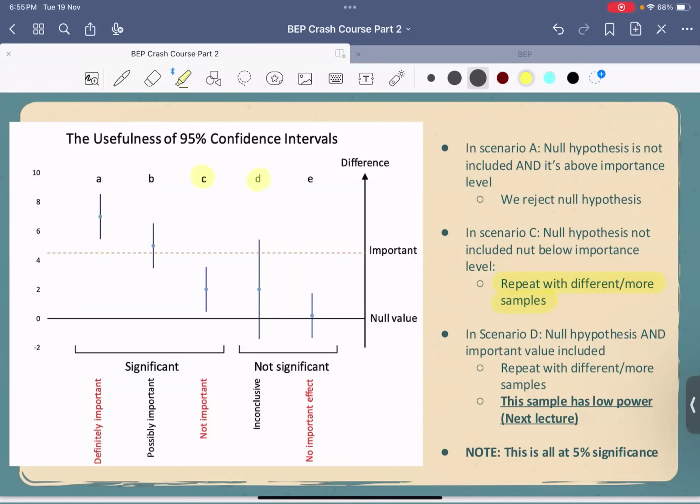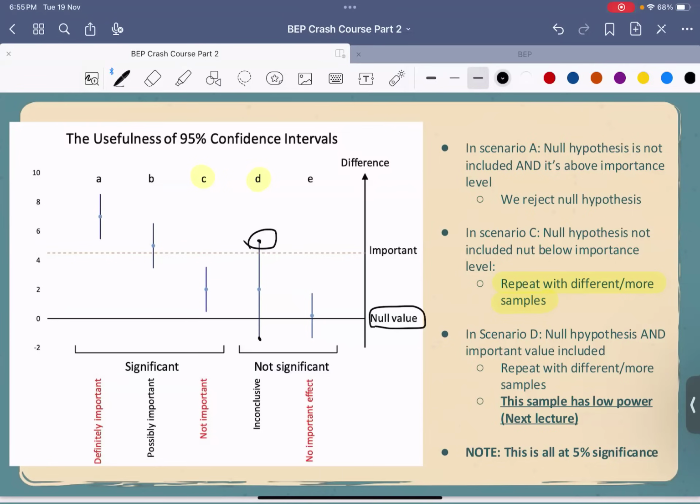In scenario D, we can see that the confidence interval is so wide, and that means it's very imprecise. We said wider is less precise. So this is very, very low precision. This is a very wide confidence interval. And because it's very low precision, it touches the null value and it also crosses above the important value. So this is probably a very bad study, okay?